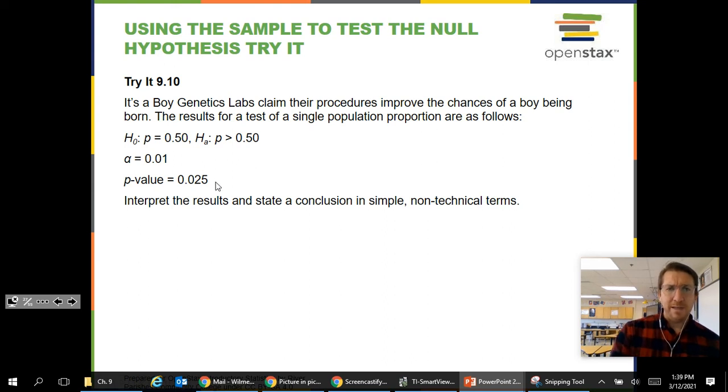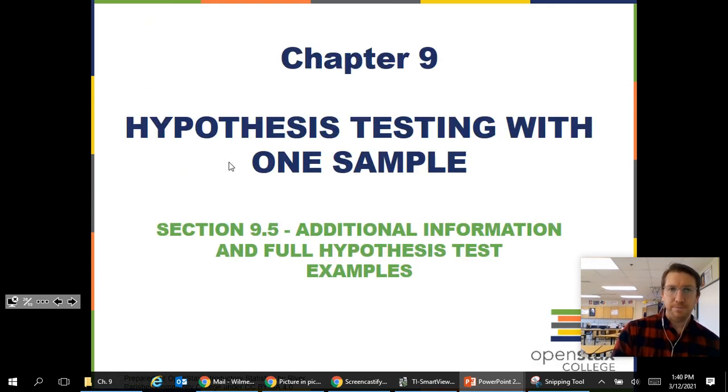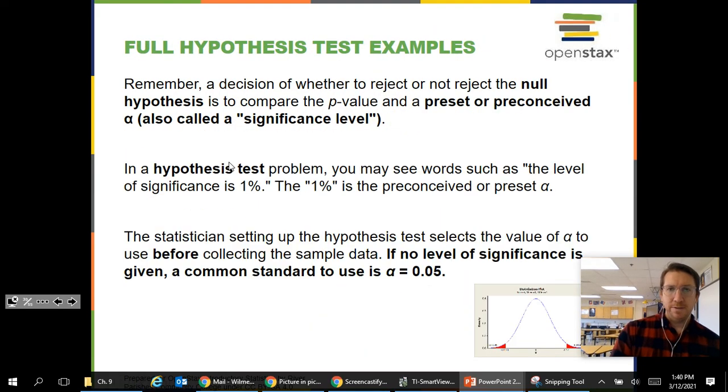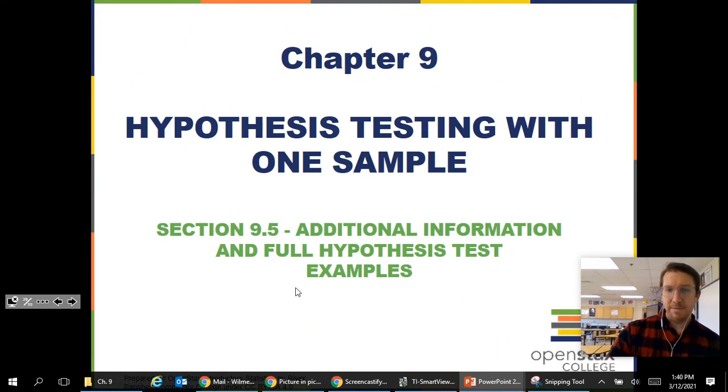And since we compare these two numbers, the p-value is not less than the alpha value. It's close, but it's not less than it. So we cannot reject the null hypothesis. So we don't reject it. So basically, we can't make a conclusion. We're really not sure if this genetic lab is making a difference. Right. And we'll do some better examples in the next video, or more detailed examples, I should say.